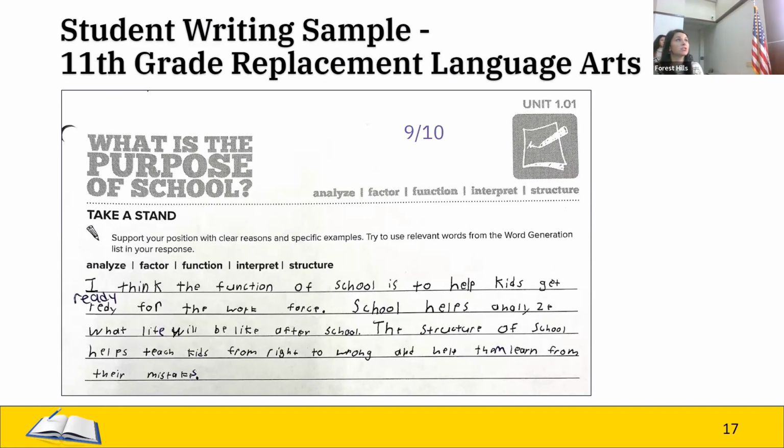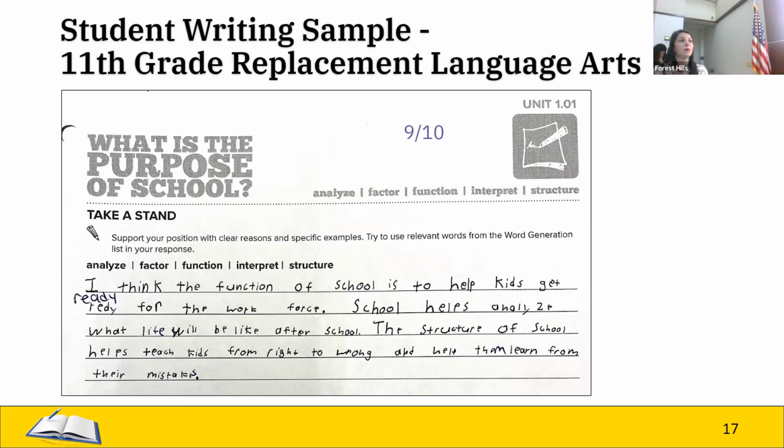Replacement language arts class. So I teach 9th through 12th grade learning support. It is a smaller group instruction. We do the same instruction as what the regular ed classes are doing, but it's a smaller group with more accommodations and more explicit instruction.